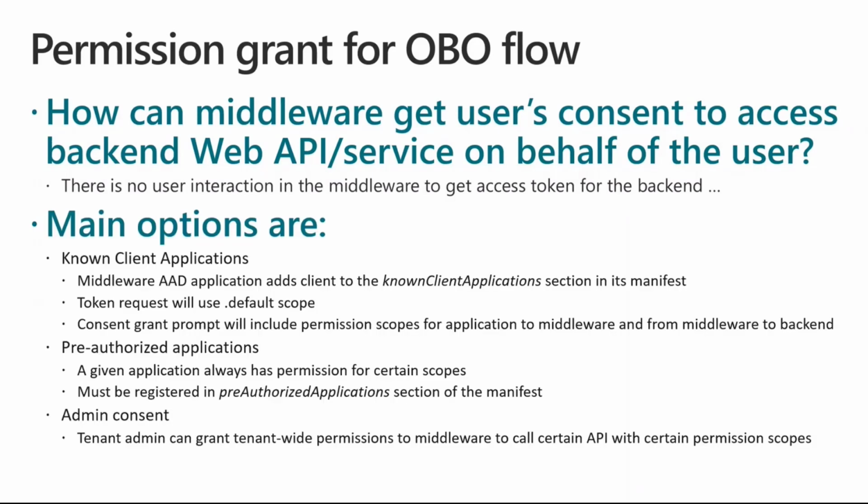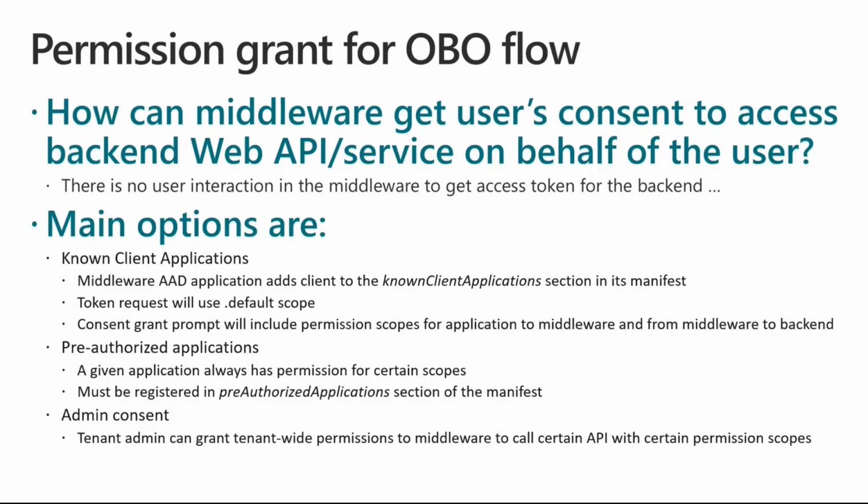Well, there are a few options available. One is to define in the manifest definition of the middleware the fact that there will be a known client application for our middleware, so that when the front end makes a request for an access token, the very first time for an access token to consume the middleware, the end user will be prompted not only to grant access to the middleware, but also to grant the consent to access the resources and the services in the backend through the middleware. And that's one option.